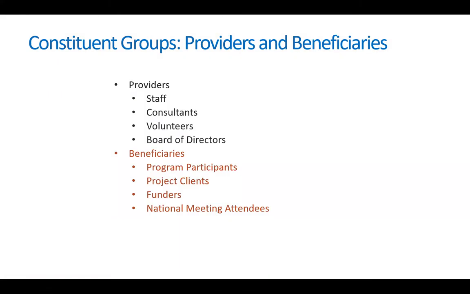I also alluded to some extent that there is often providers and beneficiary constituent groups. And I've put some examples of each category up on the screen here. In the providers category, you have staff, consultants, volunteers, and board of directors. Those are just some. You might also even include vendors in that category. And then under beneficiaries, some examples I've put: program participants, project clients, funders, national meeting attendees. These all pertain to the case study that we're using here. Beneficiaries could also include a variety of others that your organization works with that are on the benefit receiving end.